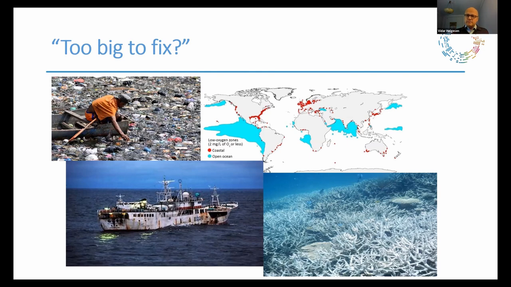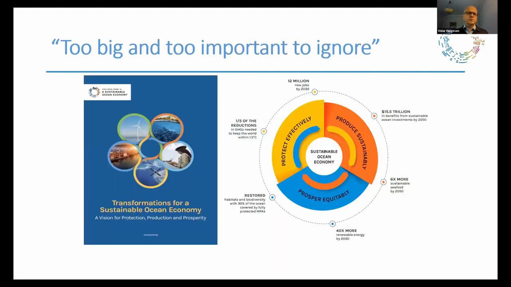The problem is, if we stay with that attitude, we're not going to be able to repair it. What we need is to recognize that the ocean is too big and too important to ignore. And that was much of the motivation behind the High Level Panel for a Sustainable Ocean Economy, which is a group initiated by Norway with 14 heads of state and government worldwide. You may say that 14 countries aren't that many, but they do occupy about 30% of the world's exclusive economic zones, almost 40% of the world's coastlines. And they're now inviting other countries to join in.